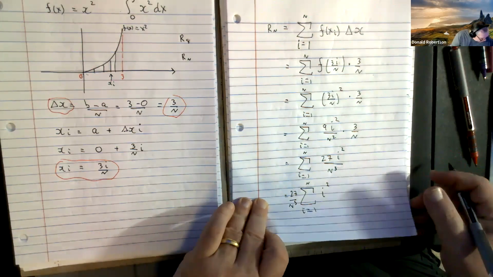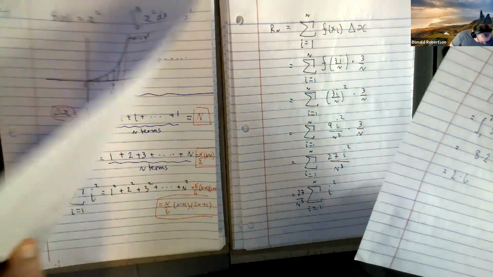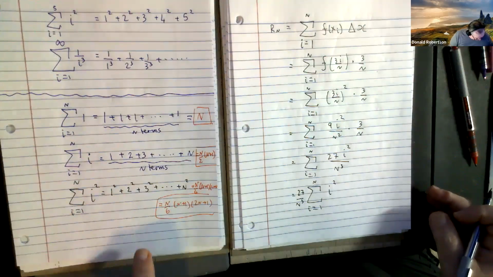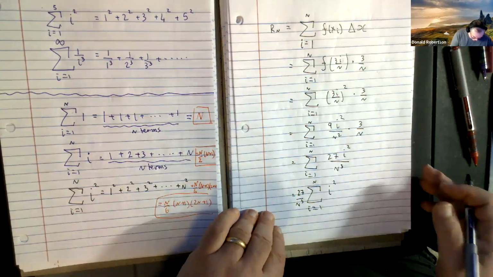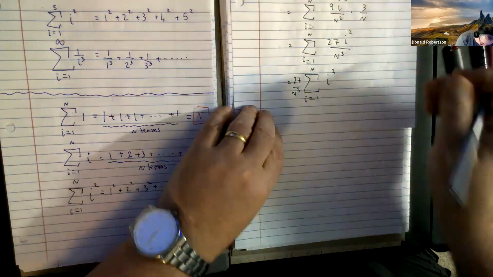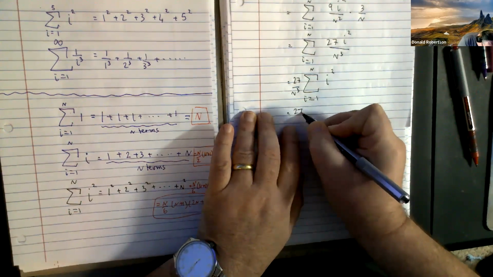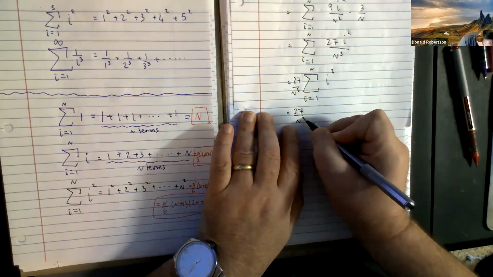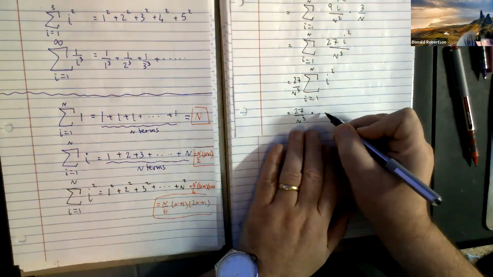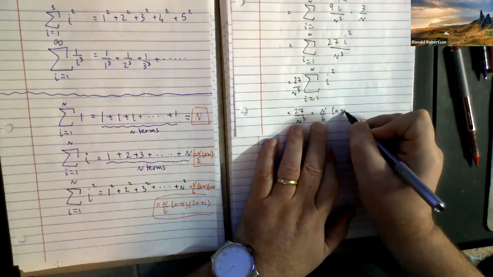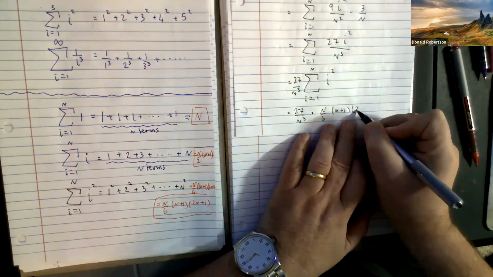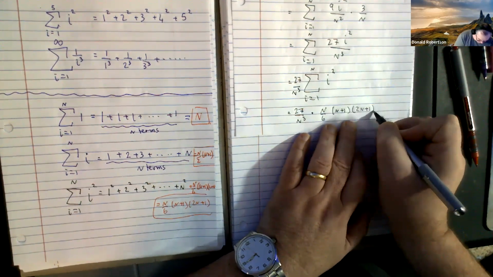Why is it easier to do? Because we already know what one of those guys is equal to. Do you remember the sum of i squared was this mess? Let's use it. It's 27 over n cubed times n upon 6, n plus 1, 2n plus 1.